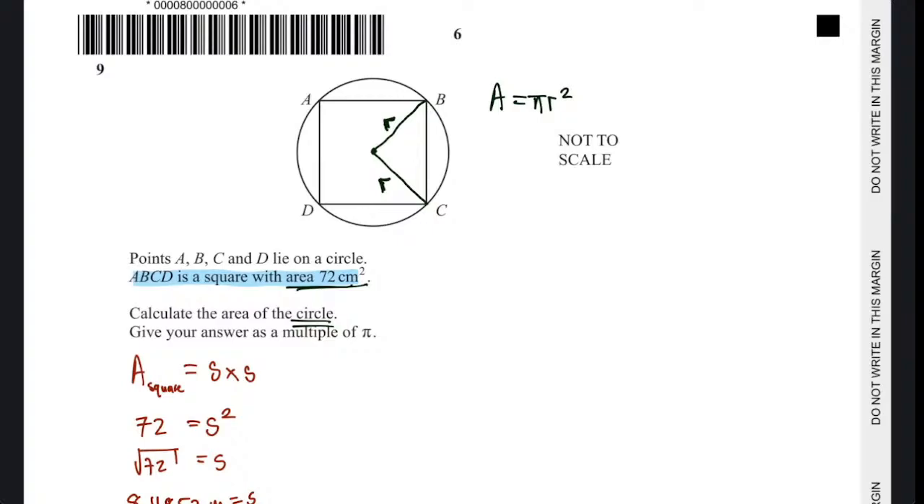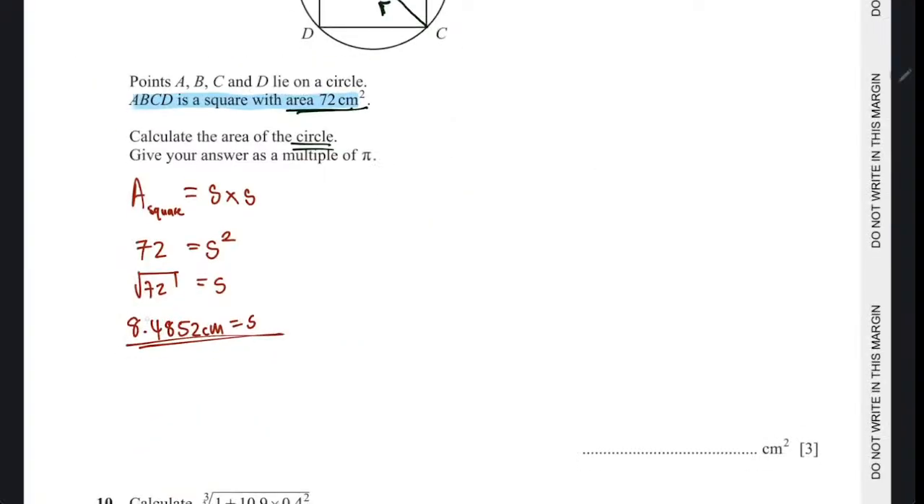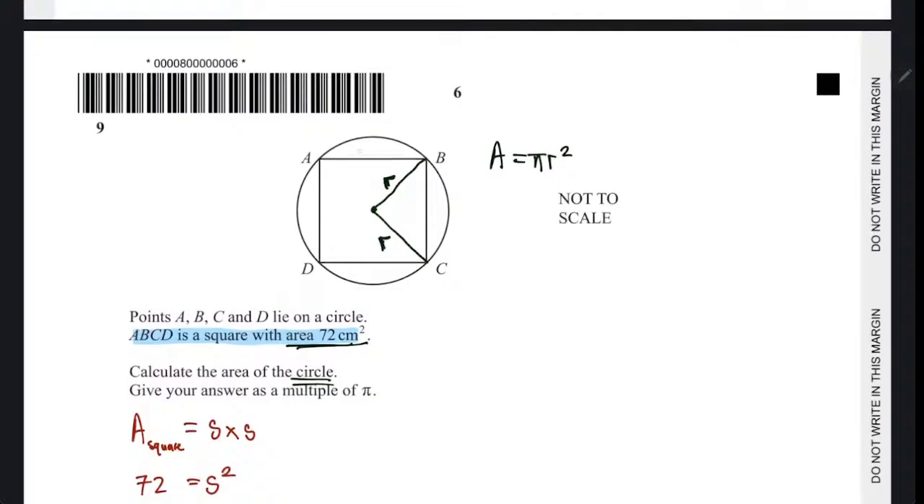If you don't want to put this as 8.48, you can put it as root 72, since you may want to use it in calculation. So let's say that this is root 72. That's what we know so far. Here we have root 72, and root 72, right? Next, we are going to look at this triangle here, and we say this is root 72.